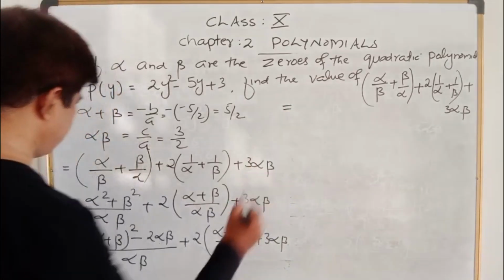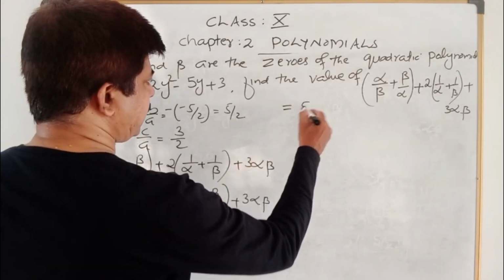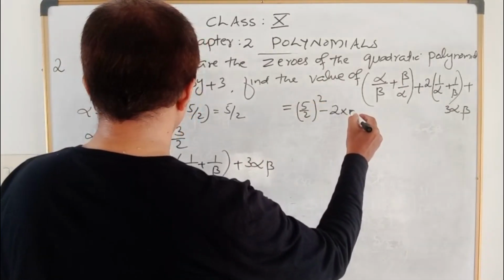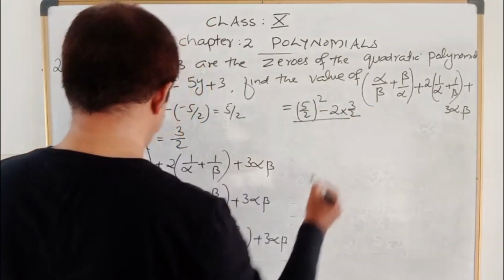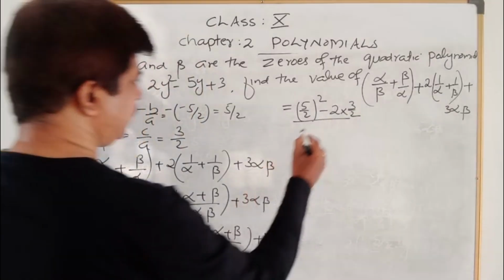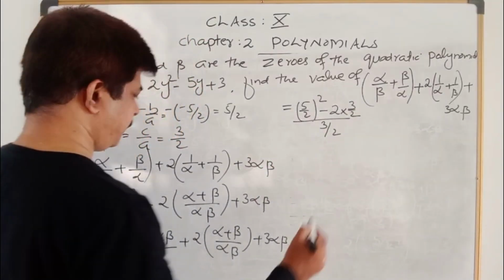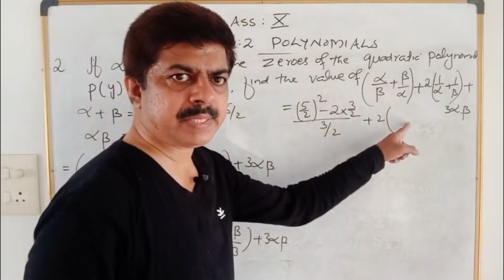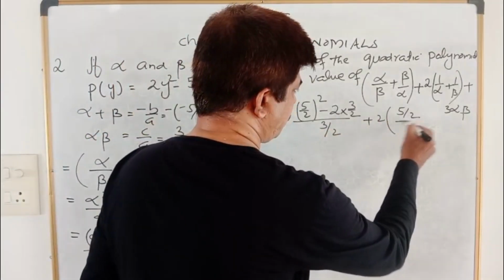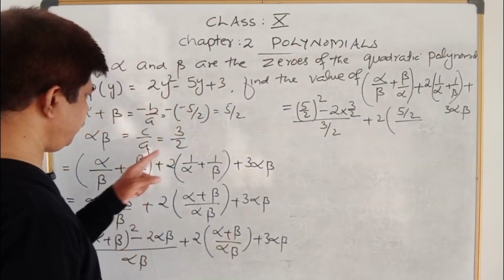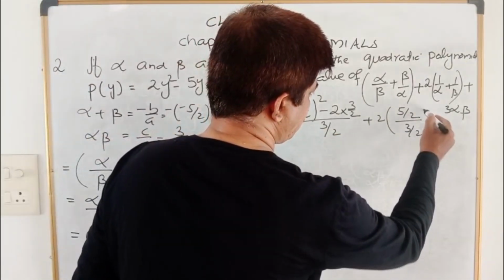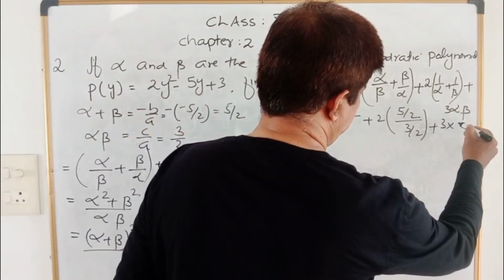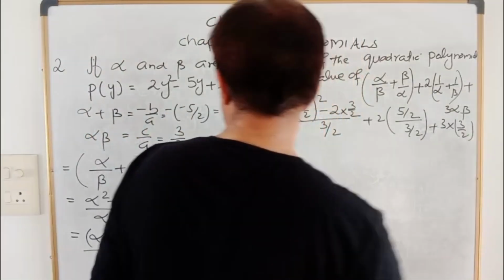First, alpha plus beta whole square means 5 by 2 whole square, minus 2 into 3 by 2, by alpha beta, which is 3 by 2, plus 2 into alpha plus beta. What is alpha plus beta? 5 by 2, divided by alpha beta, which is 3 by 2, plus, here comes the last term, 3 alpha beta. 3 alpha beta means 3 into 3 by 2.